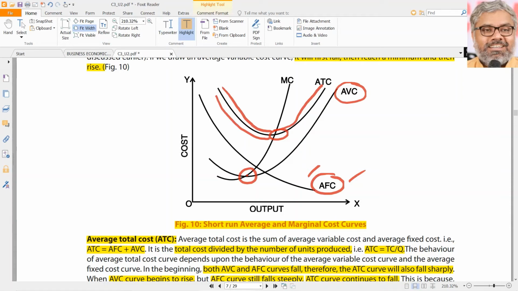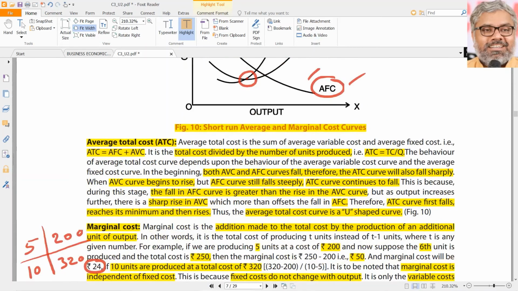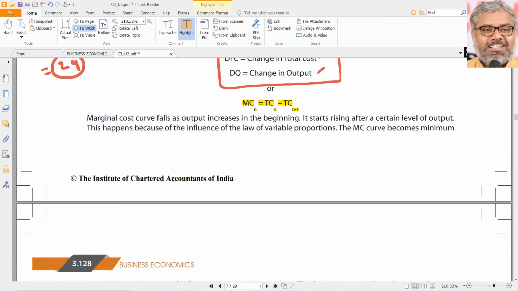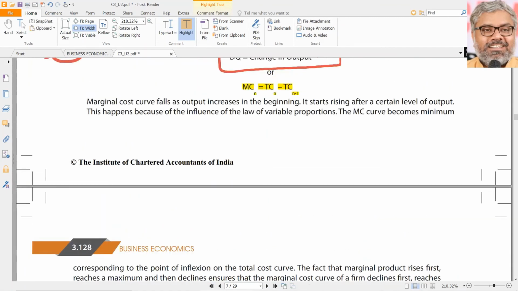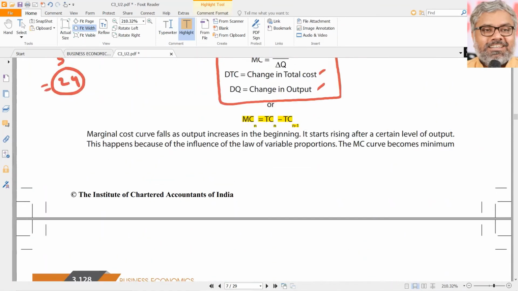Basically the marginal cost is going down initially and later it is increasing. And where the marginal cost line is cutting the average variable cost line, once again it is cutting where the average variable cost is the lowest. So these are the various aspects of the marginal cost line. Now let us understand how it behaves. Of course it falls initially as the output increases. After a certain level of output it starts rising. That is the same thing.